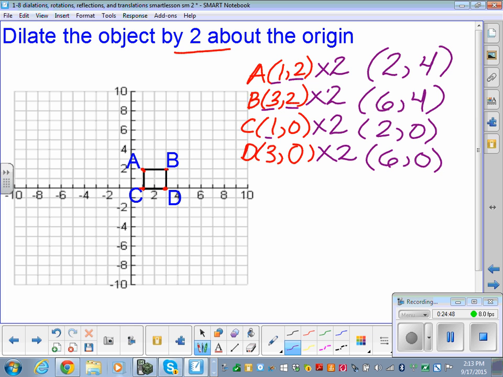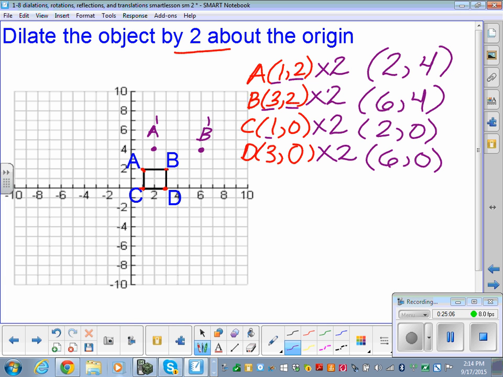So now I'm going to go through and draw those points. So A naught is at over 2, up 1, 2, 3, 4. That's A naught. And B naught is at 6, 4. So I'm going over 6, up 4.